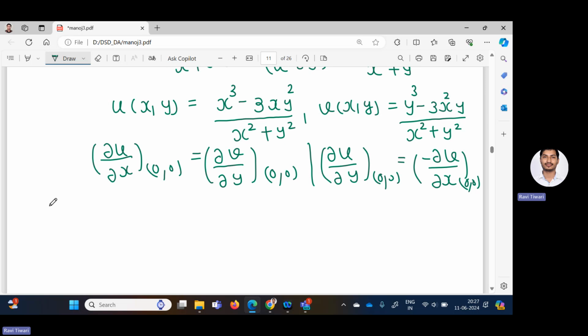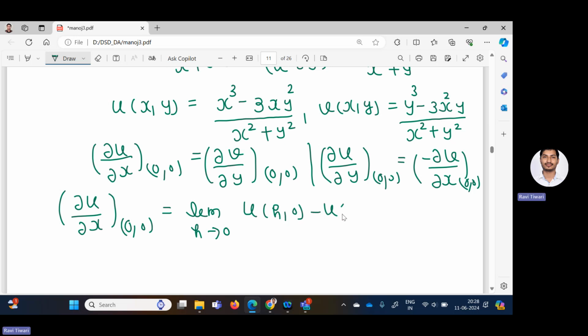So what was dou u by dou x? I hope you remember. Dou u by dou x at (0,0), meaning a and b are 0, 0. So this equals limit h tends to 0 of u(h,0) minus u(0,0), divided by h.